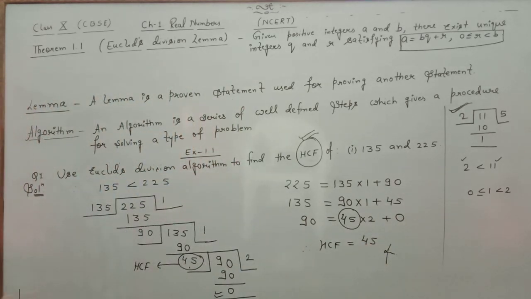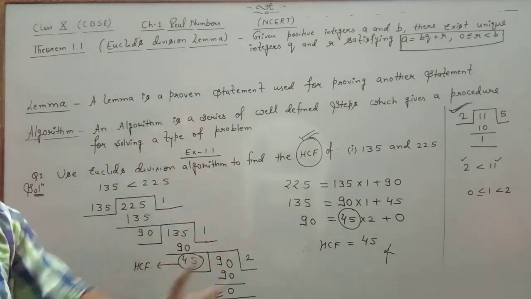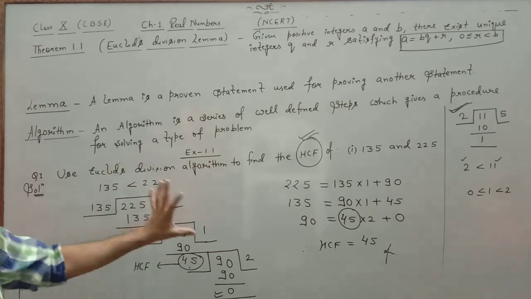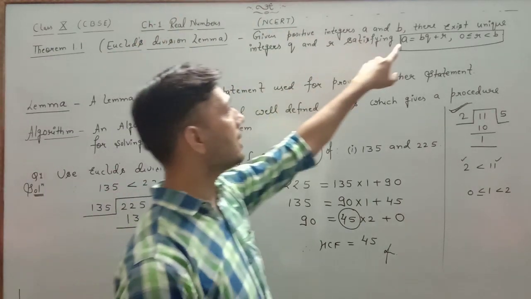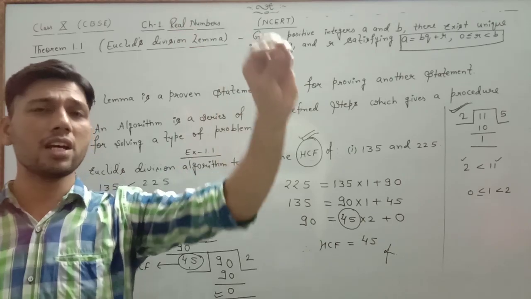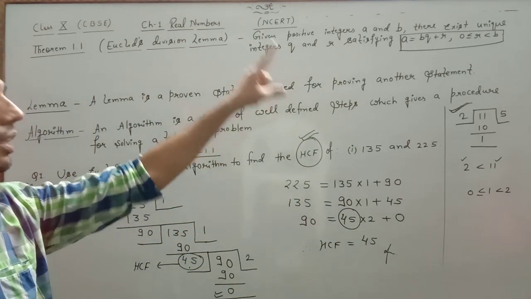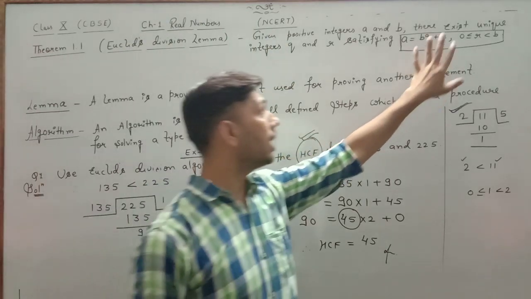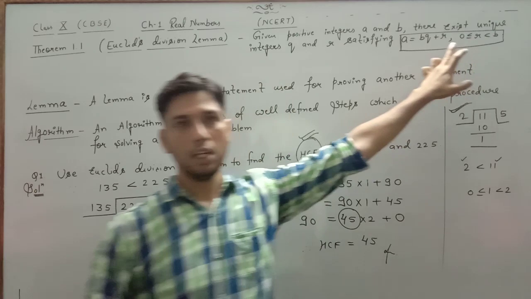So the HCF of the two given numbers is 45. So we can use the Euclid division algorithm to find the HCF. Easily we can find the HCF of any two numbers through this algorithm. Okay, this is the concept of Euclid division. So the important thing is a equals bq plus r, and the remainder is very, very important. The remainder is always between 0 and b. Equal to 0 is okay, but not equal to b. Okay.